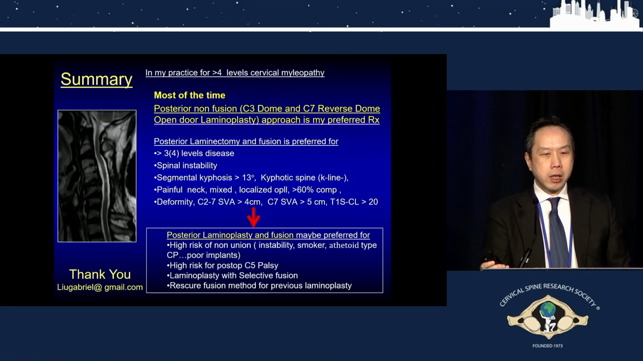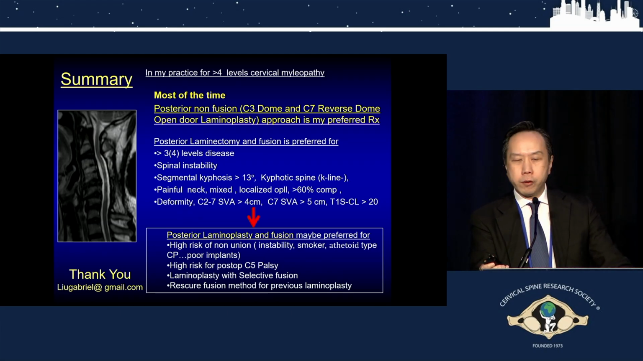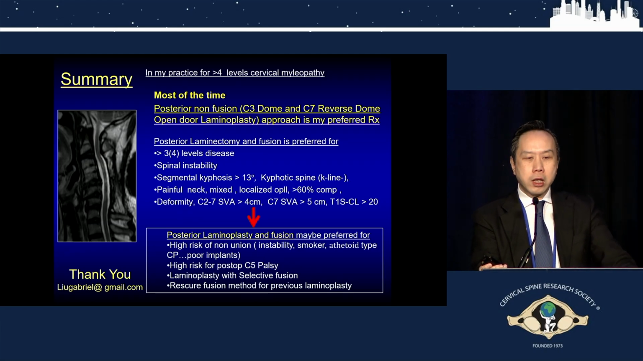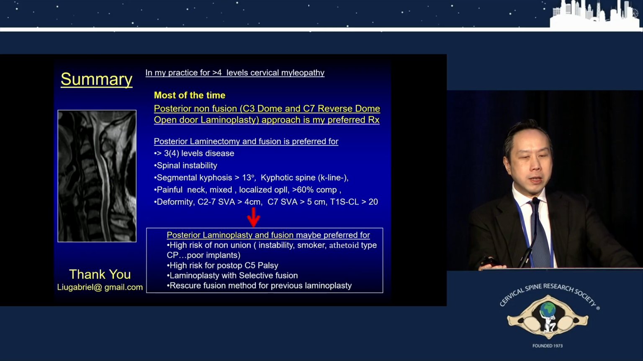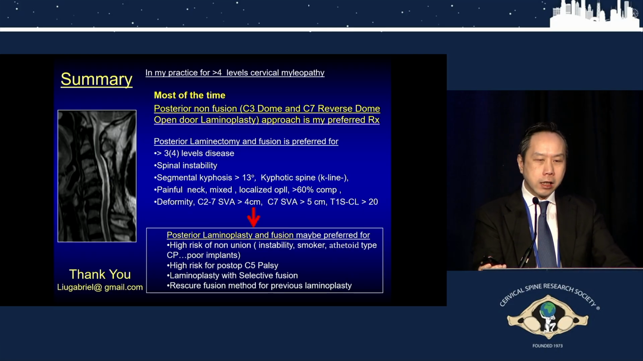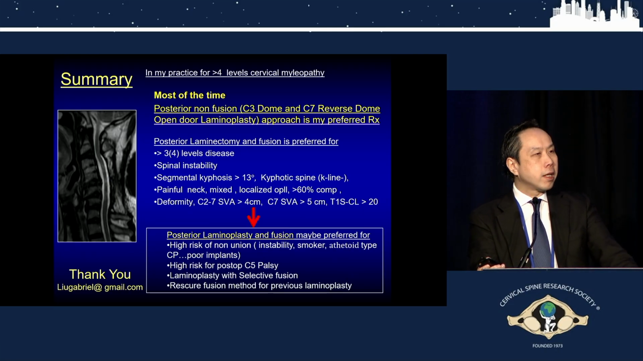So in summary, when there is more than 4 levels of cord compression, my go-to method is a motion-preserving C3 dome, C7 reverse dome, open door laminoplasty. I will change it to a laminectomy and fusion when there's instability, particularly kyphotic patients, maybe sagittal non-favorable patients, and certain types of OPLLs.